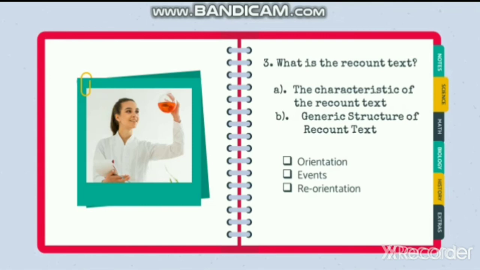B. Generic structure of recount. This has three points: orientation, event, reorientation. 1. Orientation tells you the background information about who, where, when the incident or event occurred. Events tell a series of events that occur in chronological order. And reorientation is the conclusion of the story. To close a story, we can give our opinion on the story.